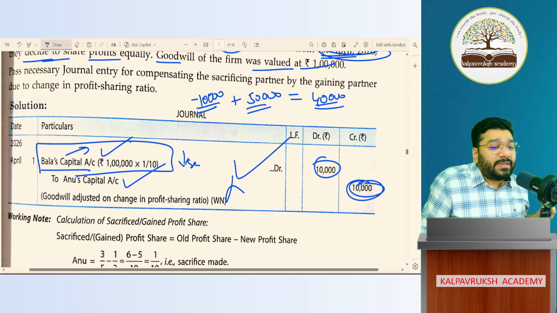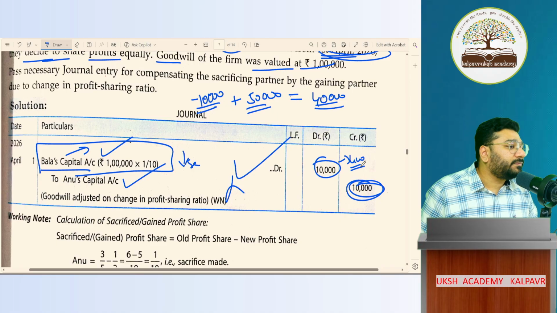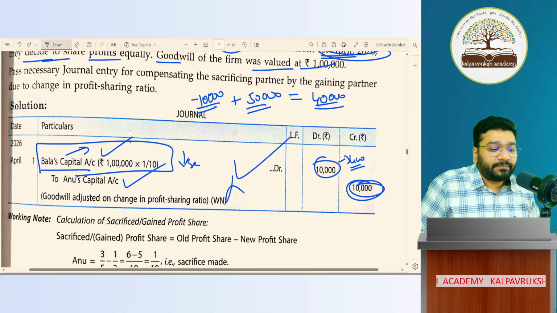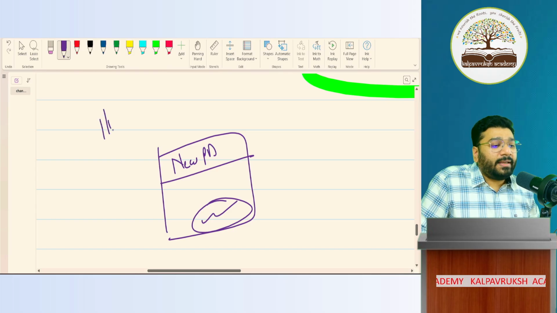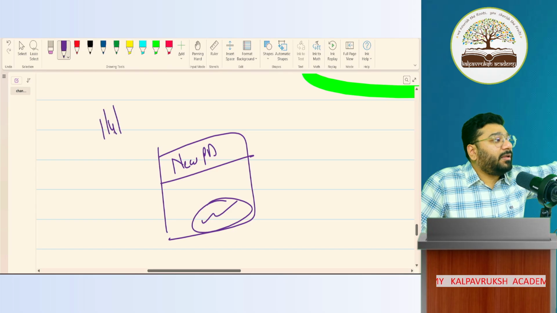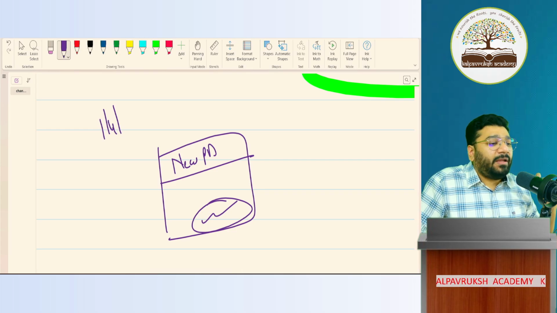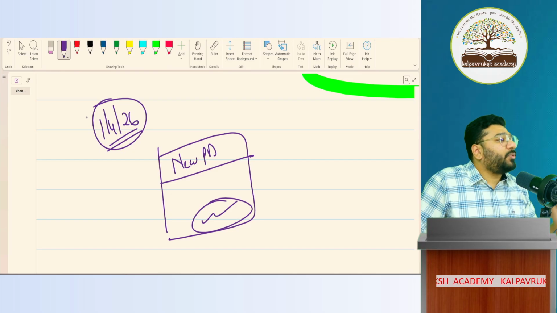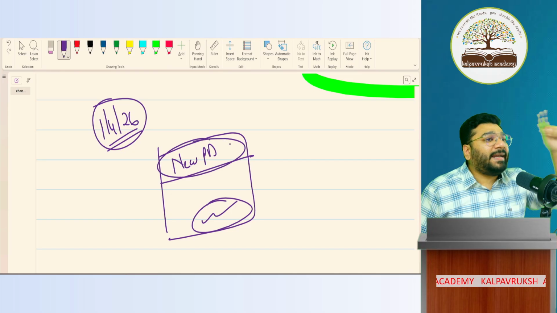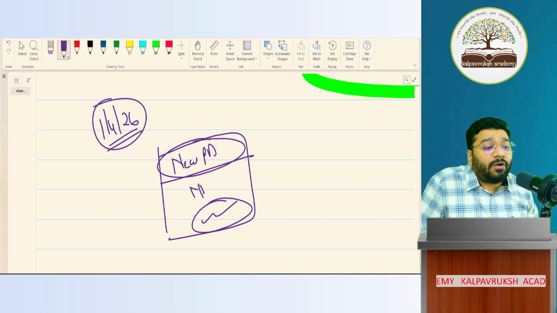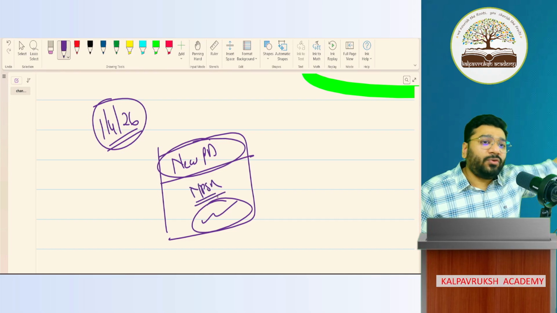So this 10,000 rupees is what? Goodwill. Hence we call this accounting for goodwill. One more time I'm telling, listen to me very carefully. Today is 1 April, the day when the change is happening. What is the date? 1 April 2026. On this date, what is going to happen? The new partnership deed has to be signed with the new profit sharing ratio of the future.